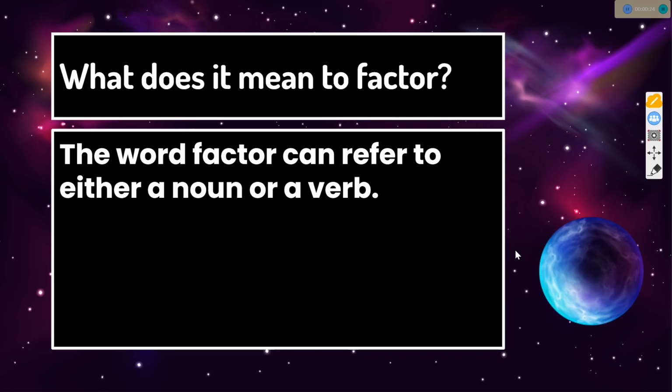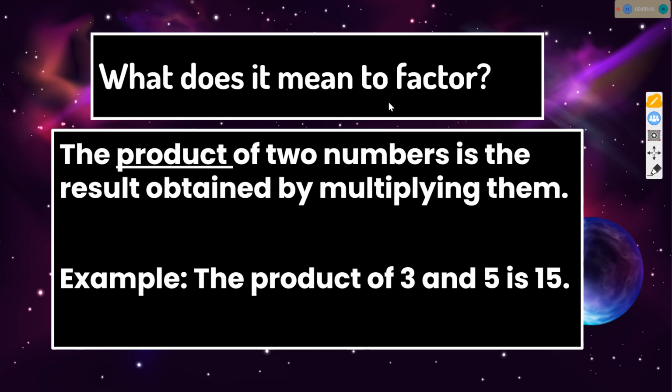So factoring quadratic expressions starts with the word factor. We need to understand what it means to factor. And the word factor can refer to either a noun or a verb. So this can be a thing or an action. So let's break this word down. Okay? What does it mean to factor?